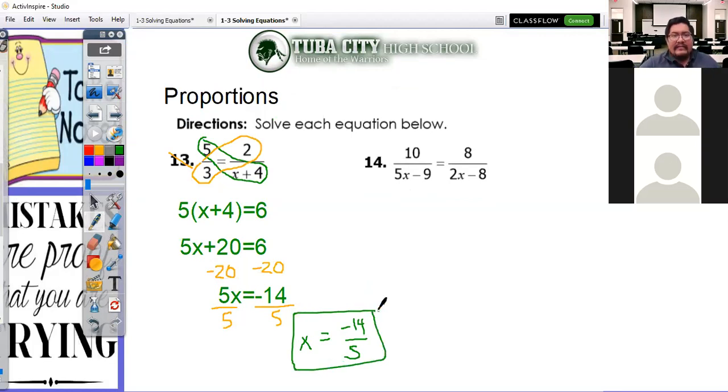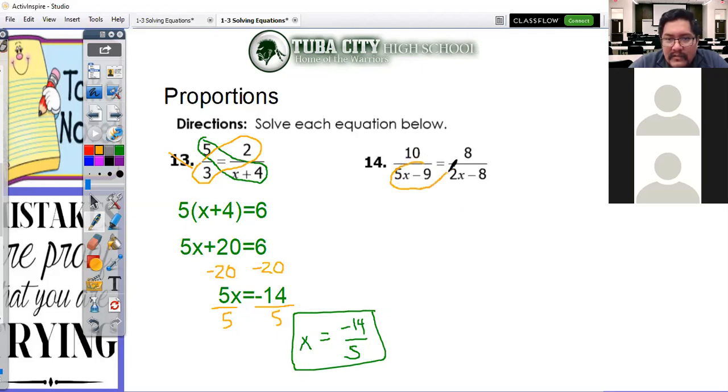We can't divide it. We could probably turn it into a mixed number, or if we turn it into a decimal, it'd be 2.8. But like I said, I don't like decimals. Unless we really have to work with decimals, I don't really want to. I'd rather show you fractions because that's the area I think most people will be weak at. So let's go ahead and do this one now.